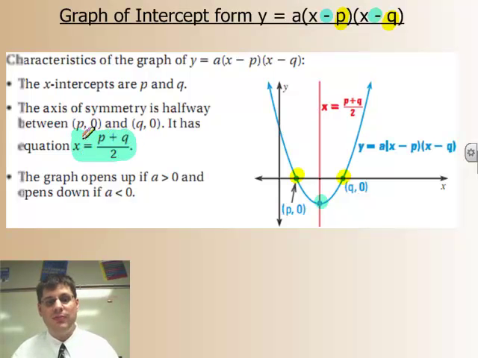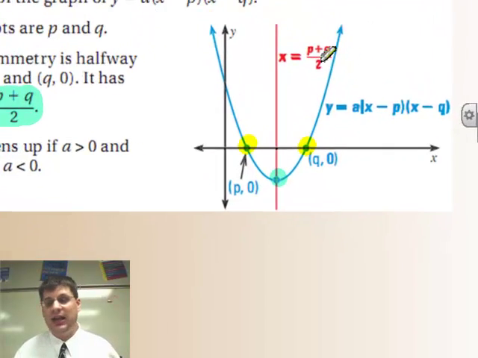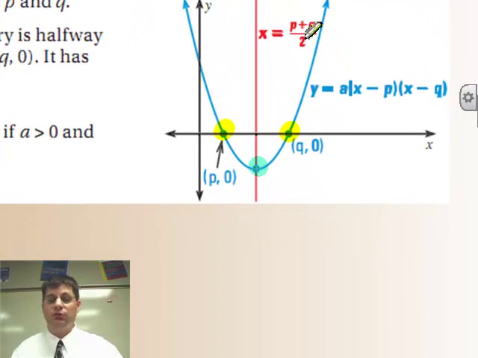Okay? You don't have to memorize it. You just reason it out. It's halfway between P and Q, so find the average, the mean, and you got it. Of course, we have an A value in front, and again, that works just like the A's in the other ones. It's your vertical stretch, your vertical shrink. If it's negative, it's reflected, so all that's the same.